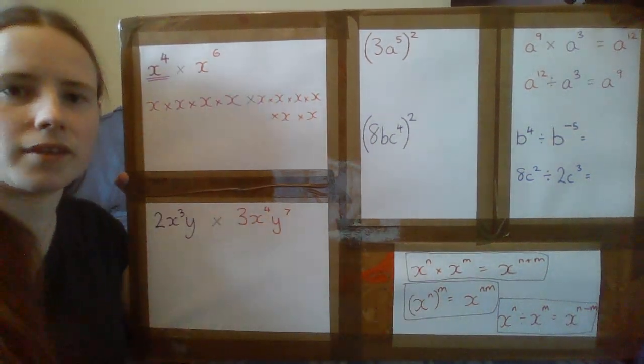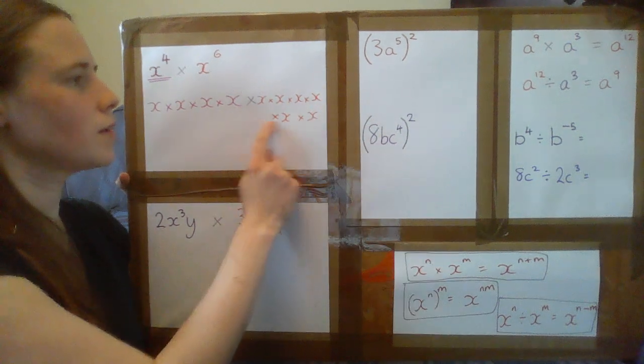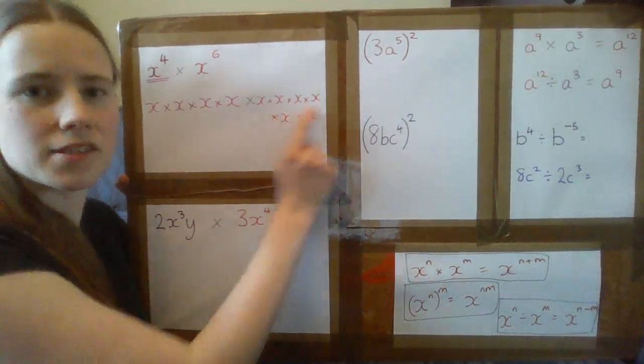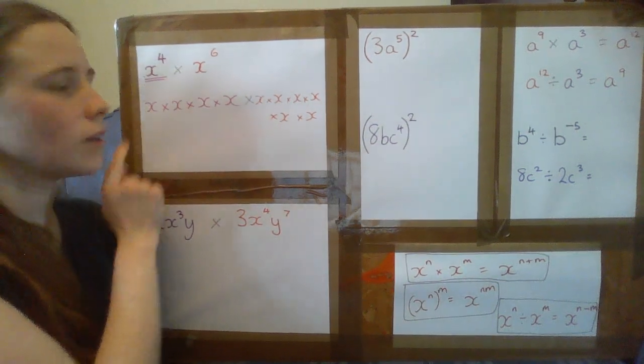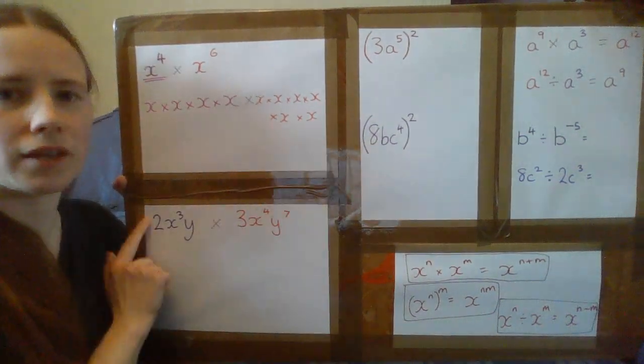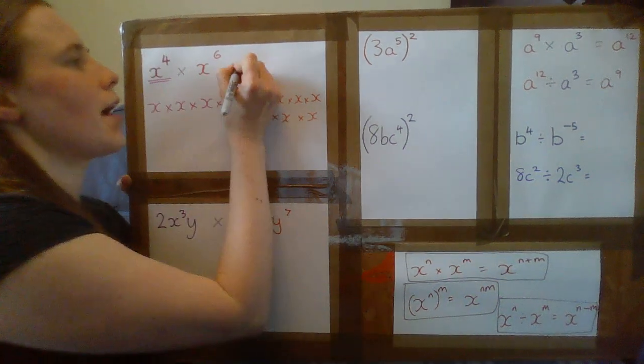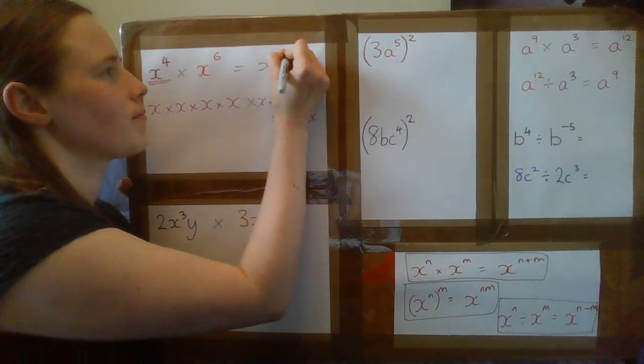So what I end up with is a really, really long timesing sum of x's. I've got 4 x's multiplied together here and another 6 of them here. So in total, I've got 10 x's being timed all together. And the way I write that in index form is x to the power of 10.